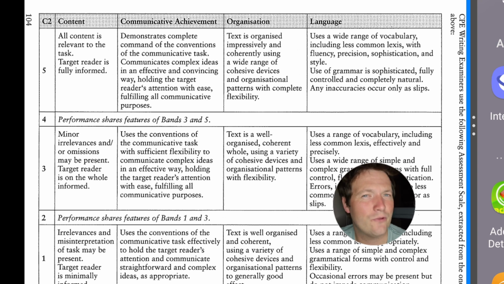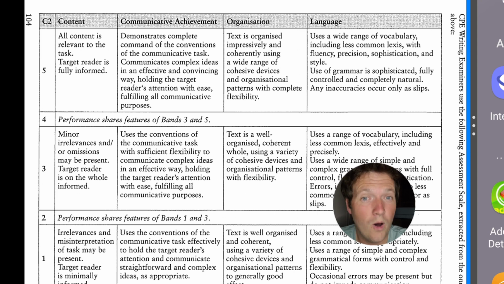So I'd say 3 might be generous there. Minor irrelevances, definitely, and or omissions may be present. Target reader is on the whole informed. Yes, I think I would go for a 3 there, right? And let me know if anyone's got any other idea about this. I would say 3 there.